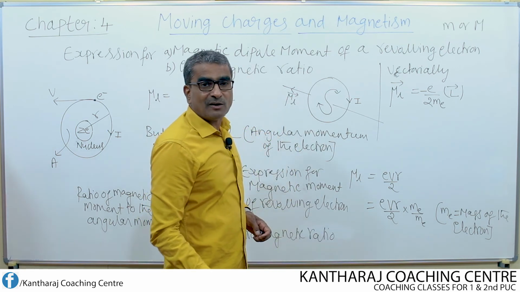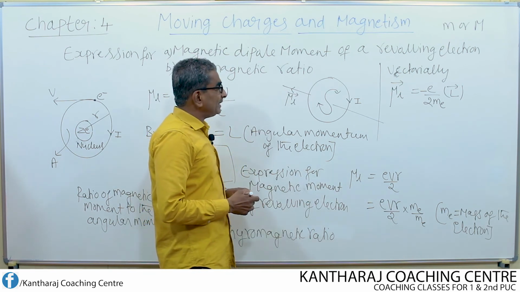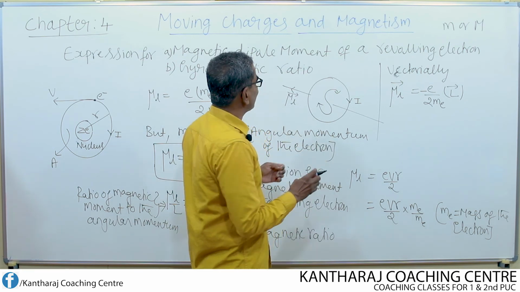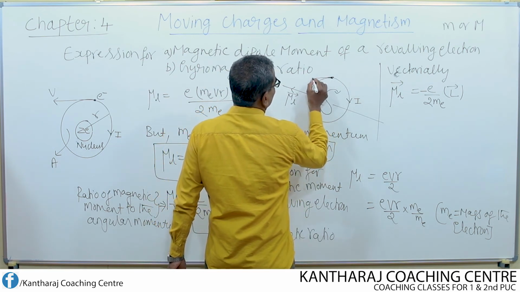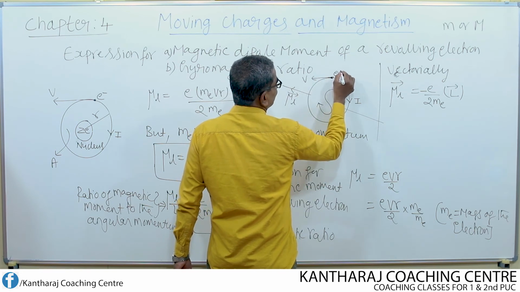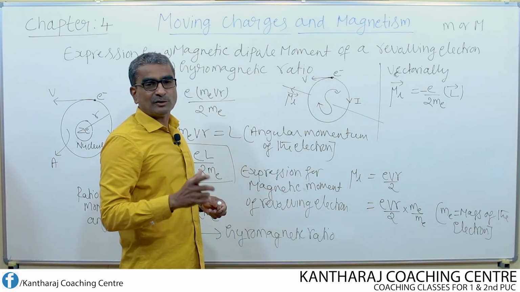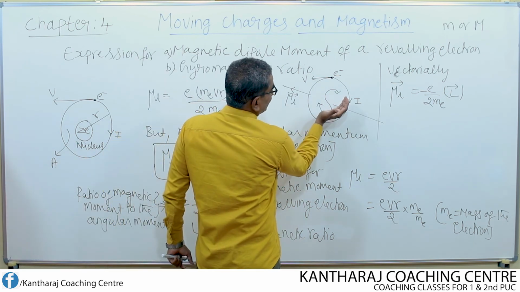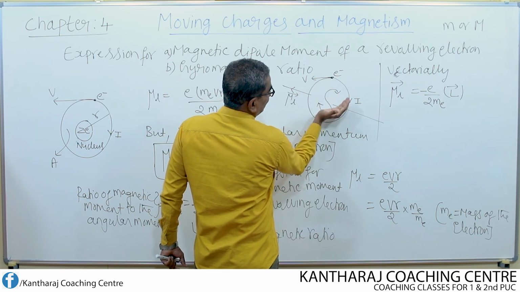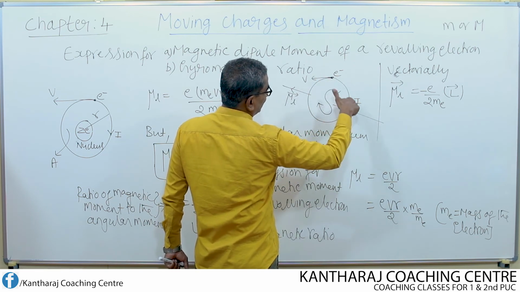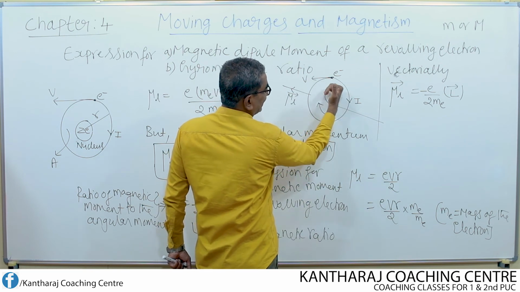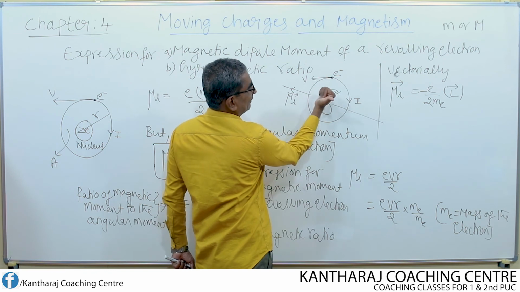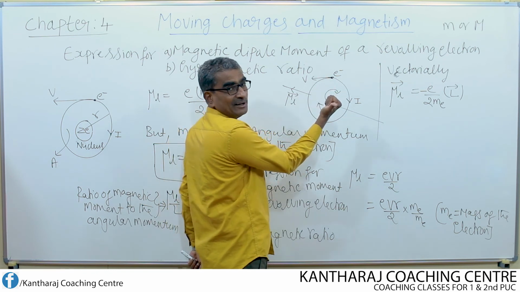Then what is the direction of angular momentum? To find the direction of angular momentum, I consider the motion of the electron. How is the electron moving? The electron is moving like this with a velocity v. Apply the right hand rule to find the direction of angular momentum. The electron is moving in the anti-clockwise direction, so I curl my fingers in the anti-clockwise direction. Then the thumb gives the direction of angular momentum.